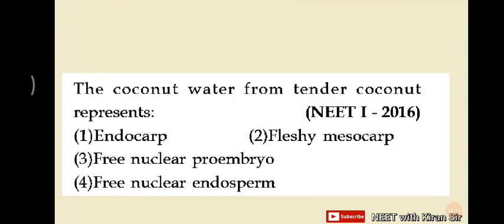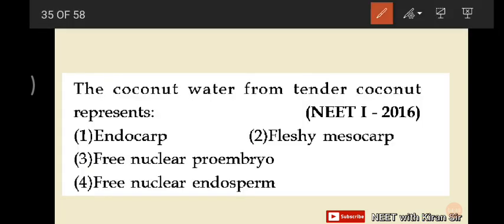Next one. The coconut water from the tender coconut... Look at the coconut. NEET is very interested in asking questions on coconut. It is the third time we are observing a question based on coconut.